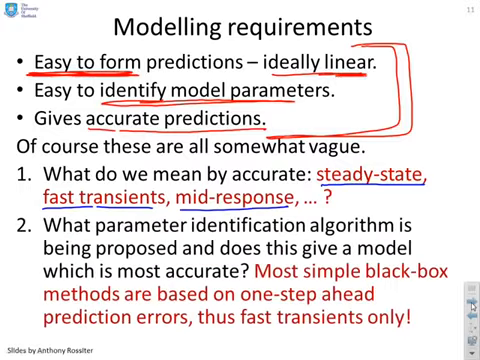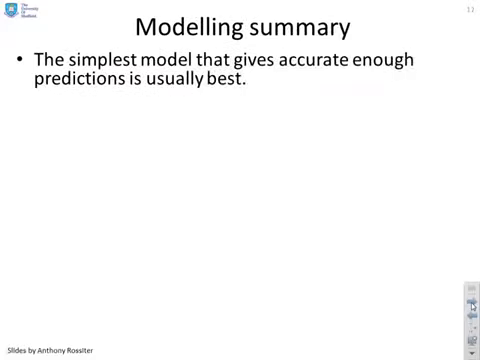And when I have parameter identification to get my model parameters, what do I mean by a good identification? Because if you look at most simple black box methods, you'll notice they're based upon one step ahead prediction errors, whereas in predictive control, you're more likely to be interested in steady state and mid-response, and the fast transients might be slightly less critical. So, modelling summary. We want the simplest model that gives accurate enough predictions. That's what we actually want.